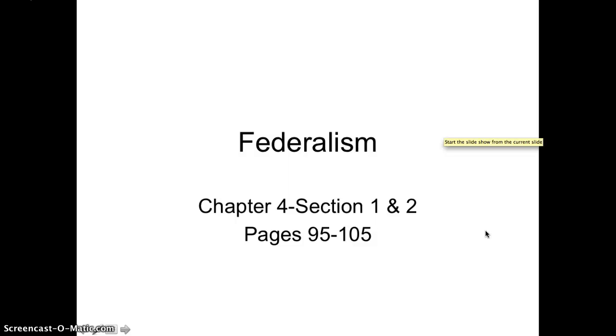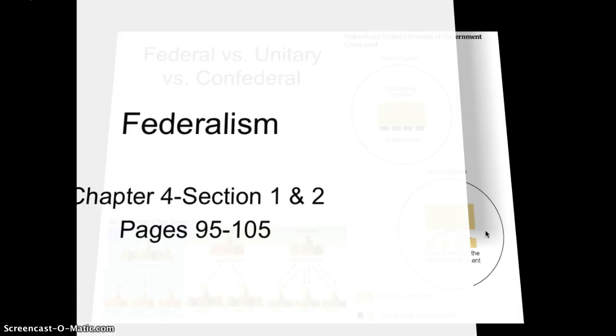All right, so today we're going to be looking at federalism. This can be found in Chapter 4, Sections 1 and 2 in your textbook, pages 95 to 105.